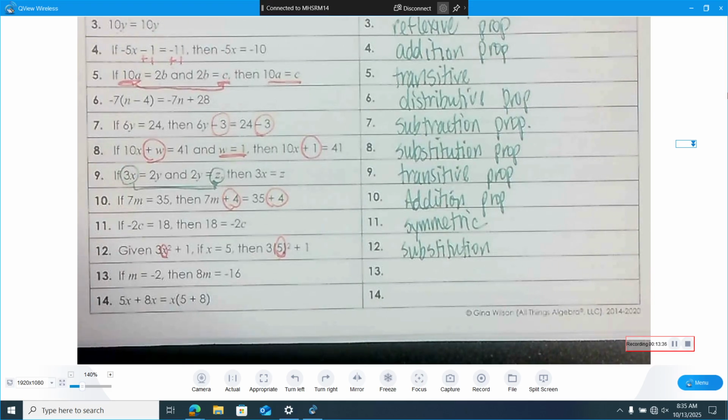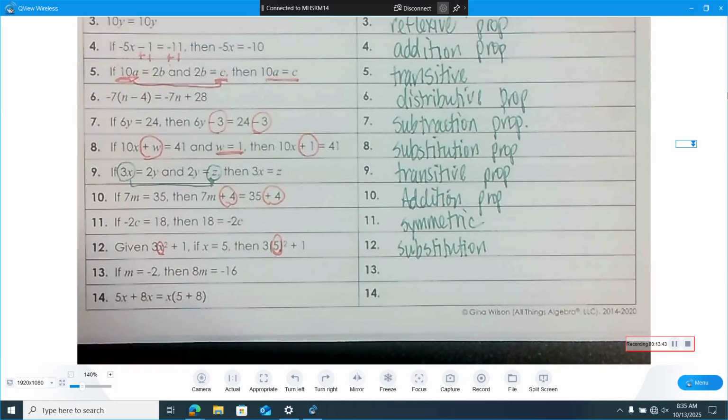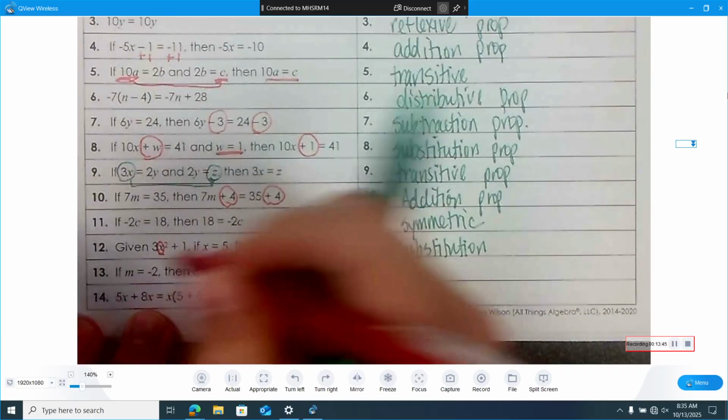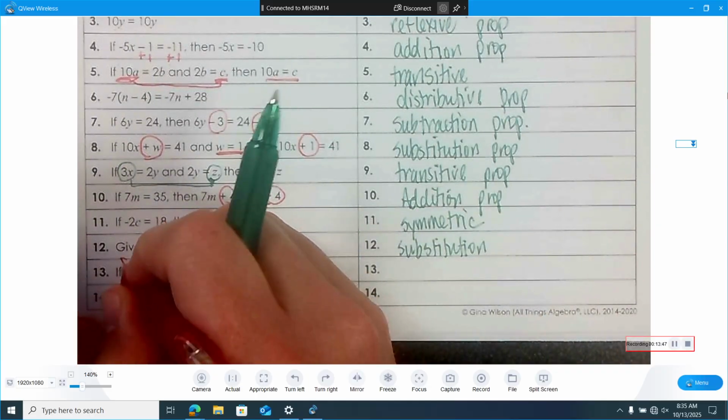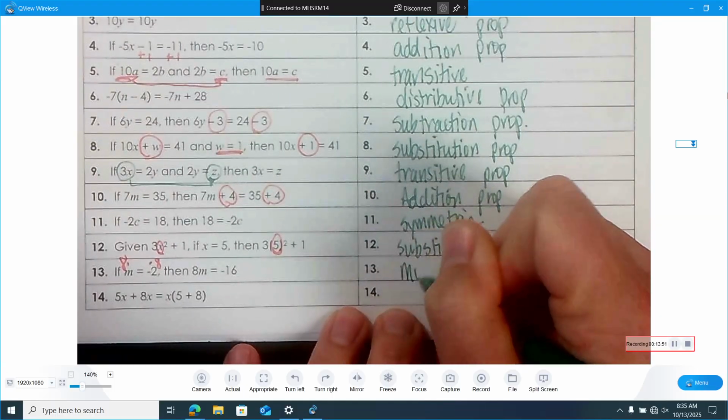Number 13. Starting with a very simple, m equals -2, what did they do to get 8m? Yeah, they multiplied both sides by 8, so that is the multiplication property of equality.